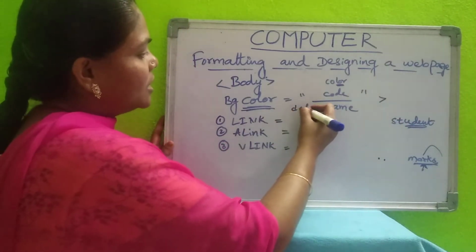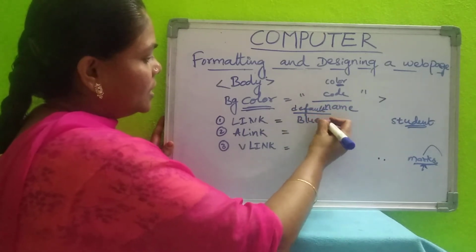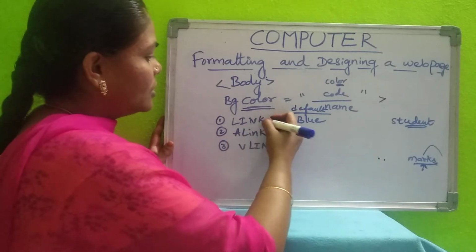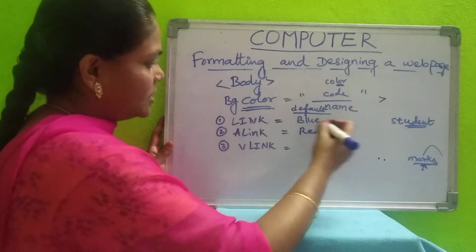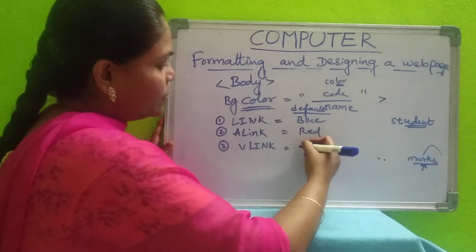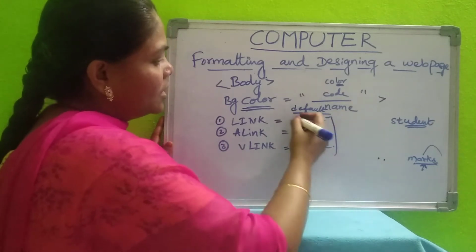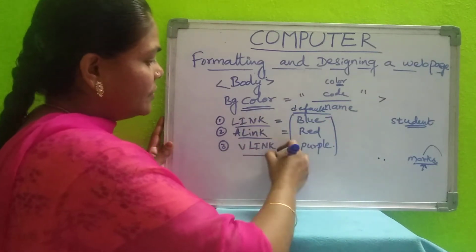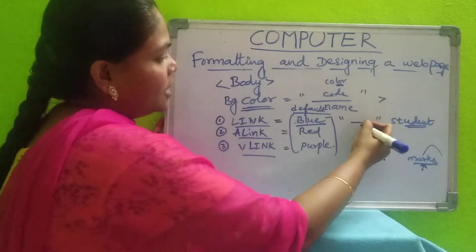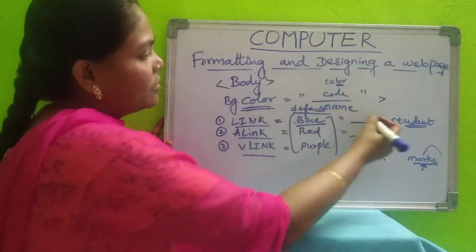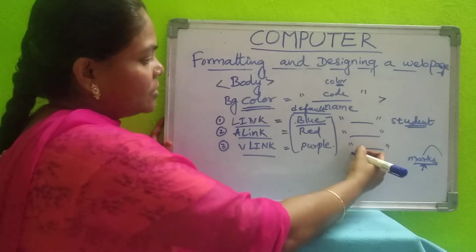The default color for link is blue. By default you will see all the links in blue color. Active link is red when it is clicked. For vlink, whenever you visit that link it will turn purple. So these are the 3 default colors for link, alink, vlink. These colors you can change by mentioning the color name or color code here: link equals some color, alink equals a color name, and vlink equals some color name.